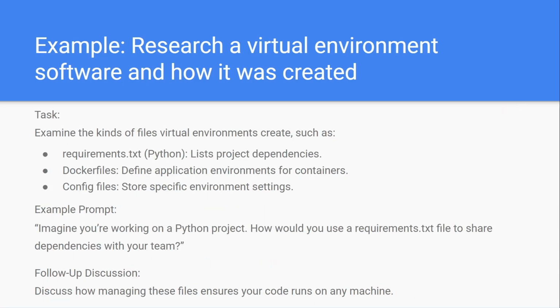Virtual environments can create or manage different files. For example, a requirements.txt file lists the libraries and dependencies needed for a Python project. A Dockerfile defines the environment used by a Docker container. Configuration files store specific settings for the environment. Think about how you could use a requirements.txt file to share project dependencies with your team. Managing these files helps code run correctly on different computers.